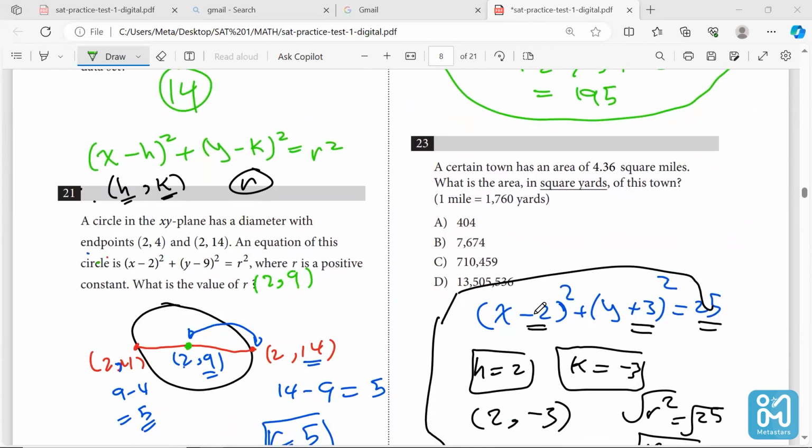Let's say question 23. Now, question 23 here.